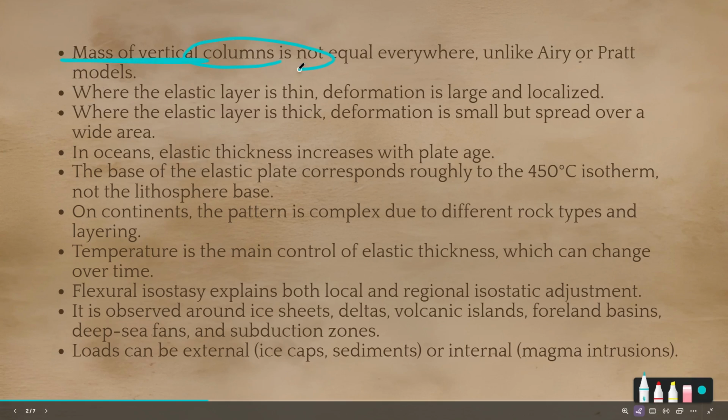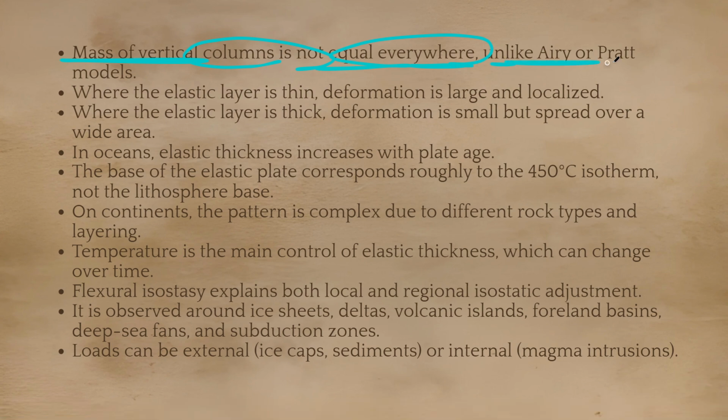The mass of vertical columns is not equal everywhere, unlike the Airy or Pratt models. Where the elastic layer is thin, deformation is large and localized. So where the strong elastic layer is thin, deformation is large, meaning the outer layer can bend easily, and it's localized.